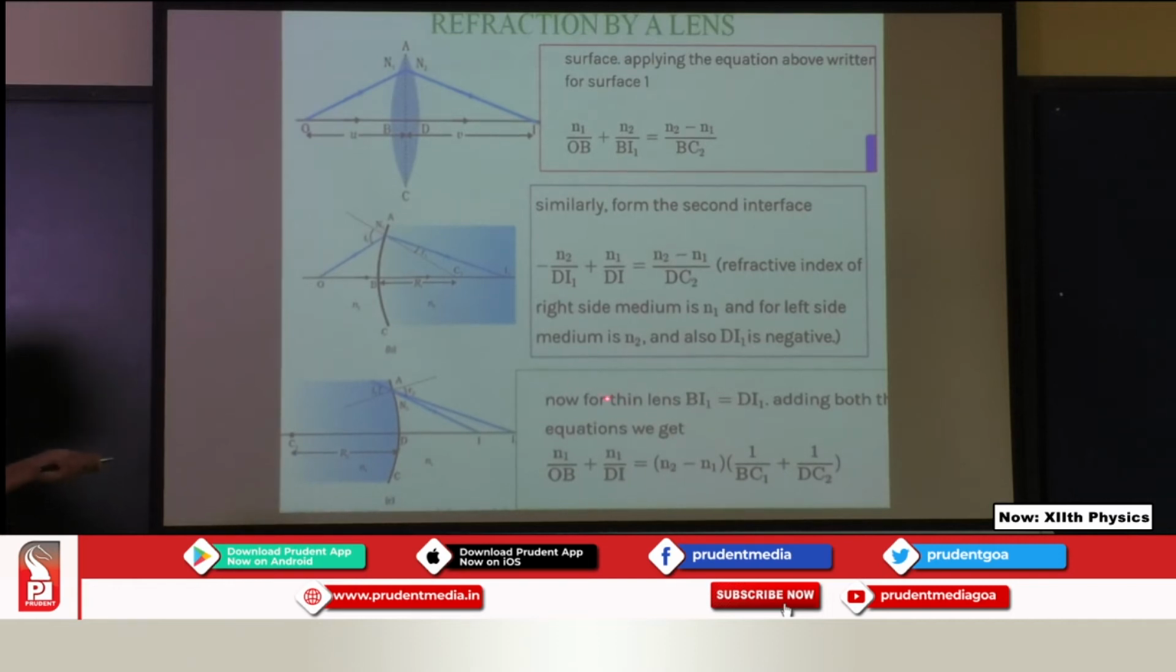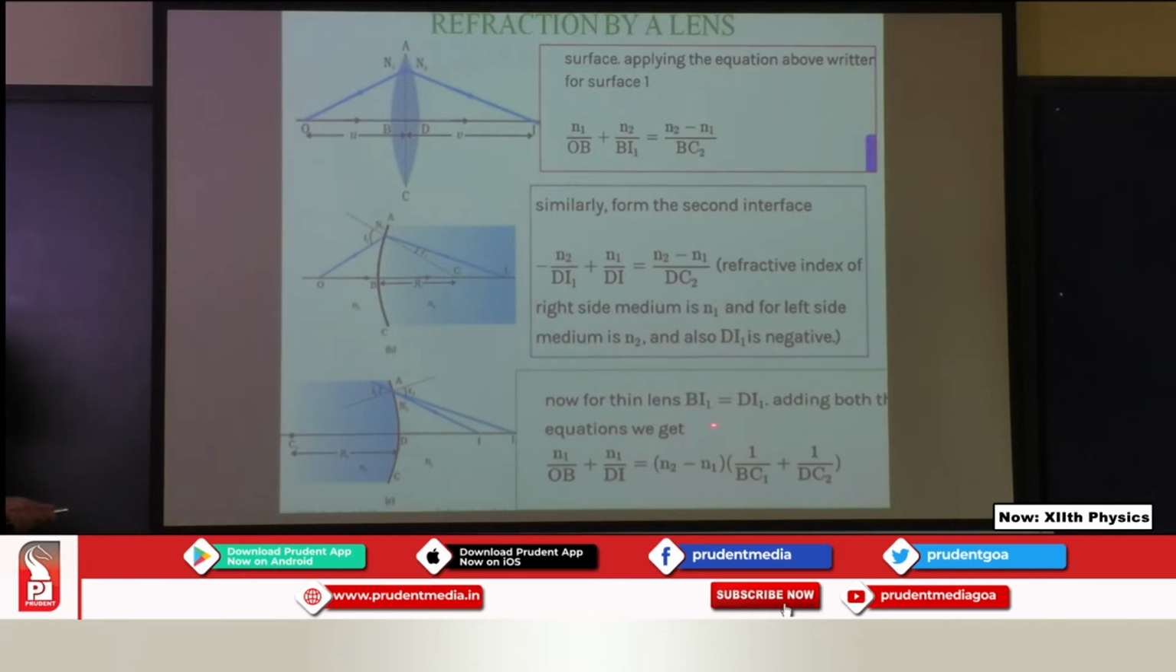Proceeding further, now we can think of having a very thin lens. So, we can ignore the thickness. So, we can say that BI1 equals DI1. Where is it? These distances. I am making an approximation that I am using a thin lens. So, this thickness I can ignore and I can say that BI1 is equal to DI1.